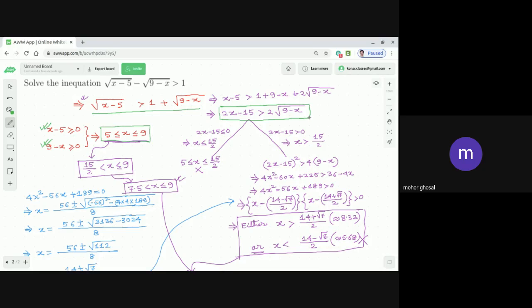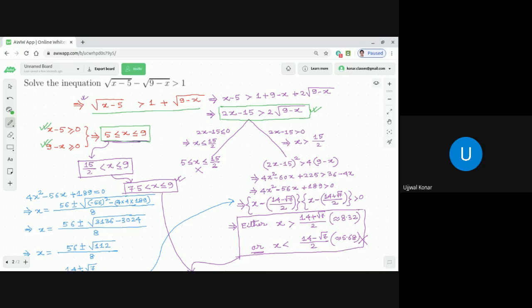Sir, could you explain how the two branches came, the 2x minus 15 less than? Sure, absolutely. Thanks for asking the question, Mohor. I hope you understood this part, no? Yes, sir. Now from there, if you go back to our theory, 2x minus 15 can be less than or equal to 0 or greater than 0. These are the two cases possible, right? If I say f(x), then f(x) could be either less than or equal to 0 or greater than 0.